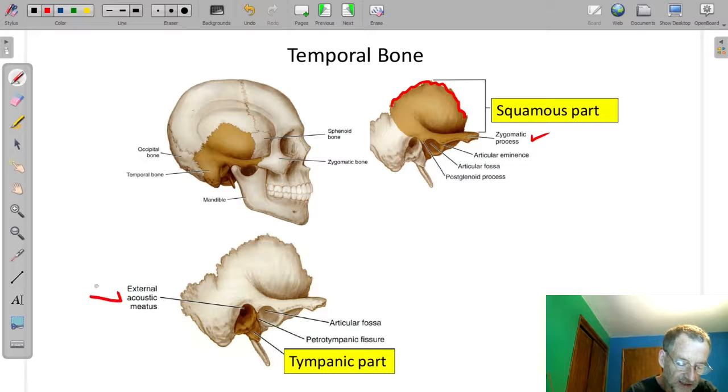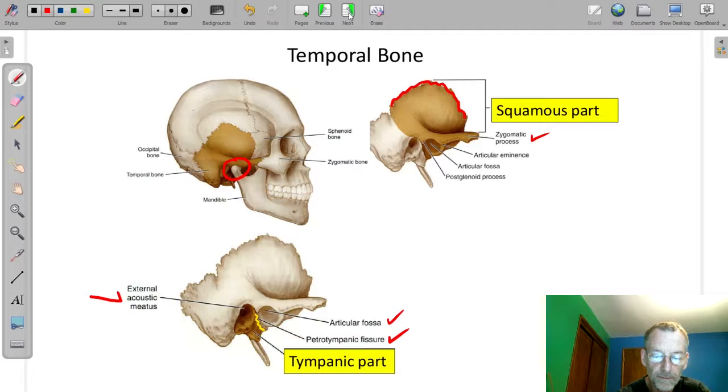You will need to recognize the external acoustic meatus. That's the ear canal. Go inside that, you find the eardrum and then the middle ear bones, the three auditory ossicles. There is an articular fossa for the TMJ. The condyle of the mandible fits into the temporal bone. And then there is this petro-tympanic fissure, which is difficult to see, but it basically runs right through here. And I'll show you a different illustration of that. A little branch of a cranial nerve passes through that petro-tympanic fissure.